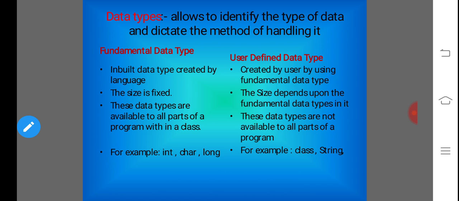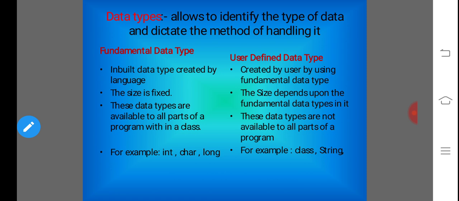The other name of fundamental data type is primitive data type, and another name of user defined is non primitive data type. The first point says that fundamental data type is an inbuilt data type created by the Java language, whereas user defined data types, as the name suggests, are created by the user and derived from the fundamental data type. The second point says that the size is fixed, but in user defined data type, as it is derived from the fundamental data type or created by the user, their size is not fixed. The third point says that these data types are available to all parts of the program within a class, but user defined data types are not available to all parts of the program.